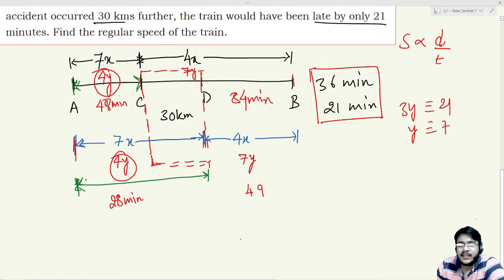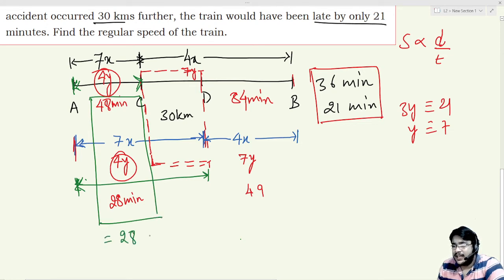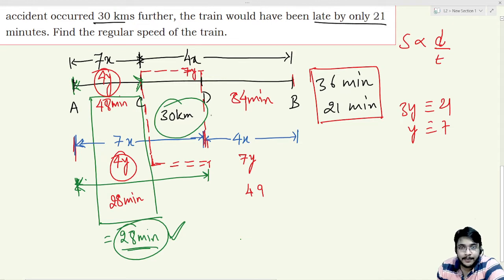What is the difference in time? Can you see? The difference in time between these two values is 48 minus 28, that is 28 minutes. And this difference of time is the time that the train takes to cover this stretch of distance, that is CD. In other words, if I have to calculate the speed, I can simply write speed is equal to distance upon time. I hope that much is clear.